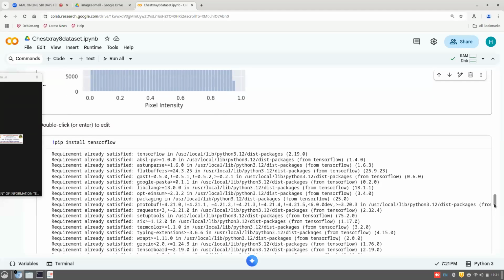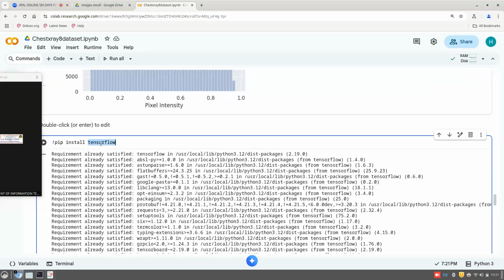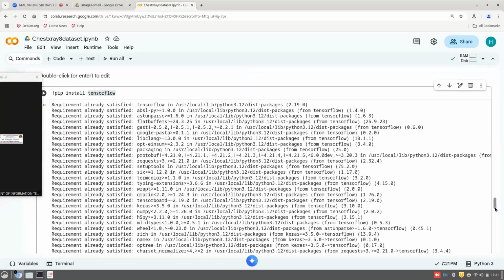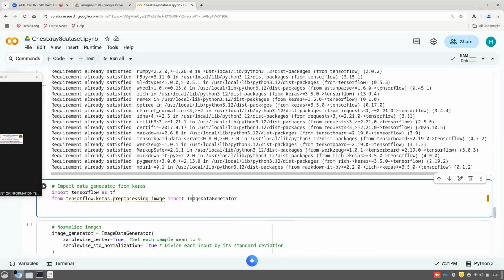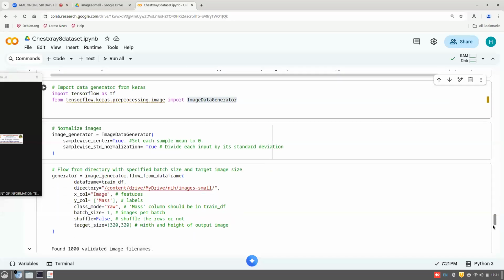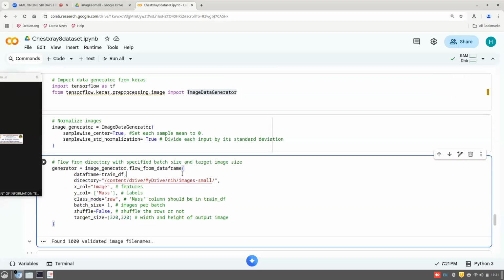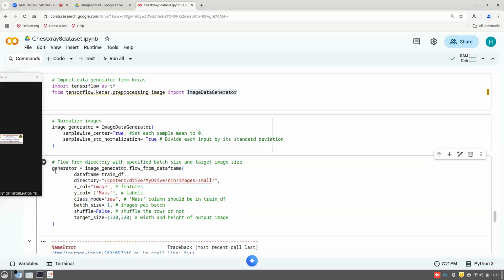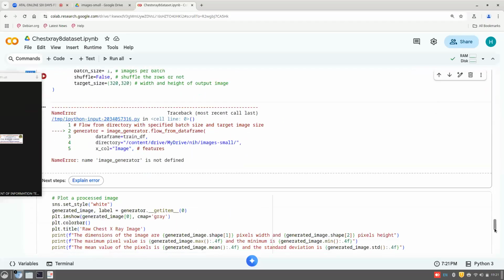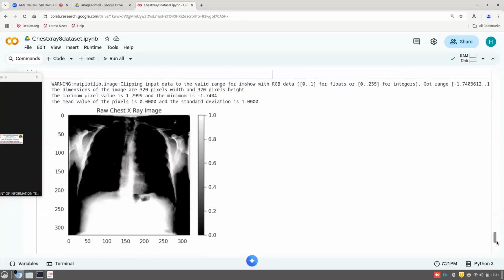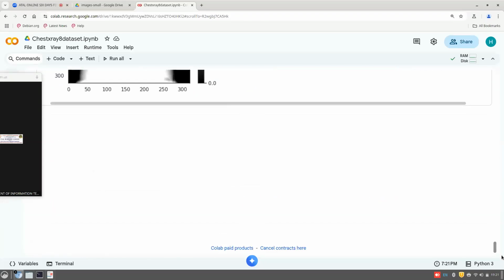In order to program a machine learning algorithm, generally we use libraries like TensorFlow or PyTorch. In TensorFlow, you can import the image data by using the image data generator function, and here I am using that function to load all those images using TensorFlow. That's it. I'll come back to the presentation slides.